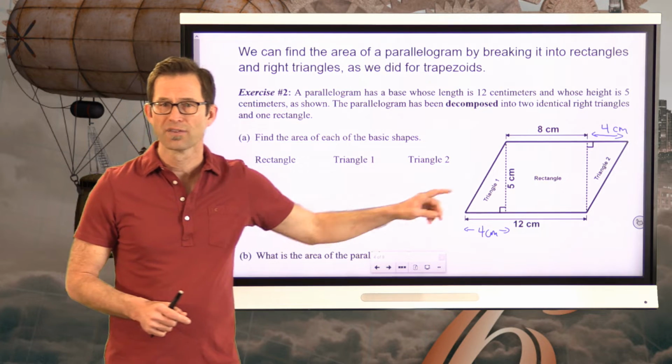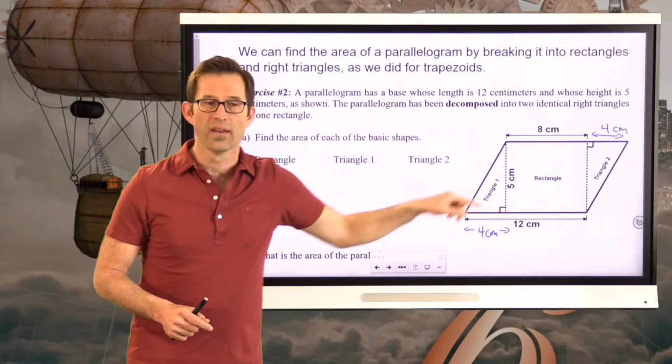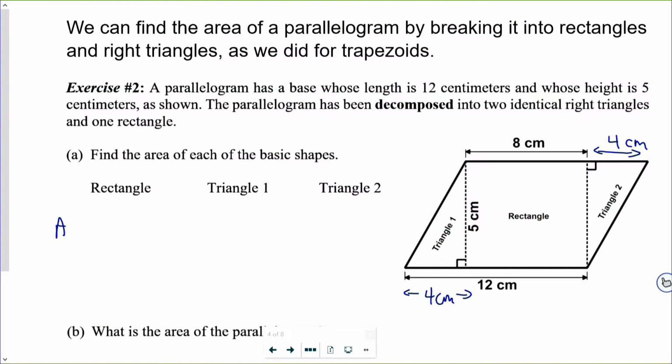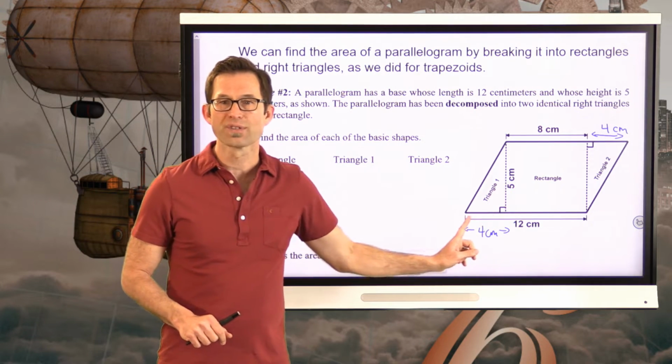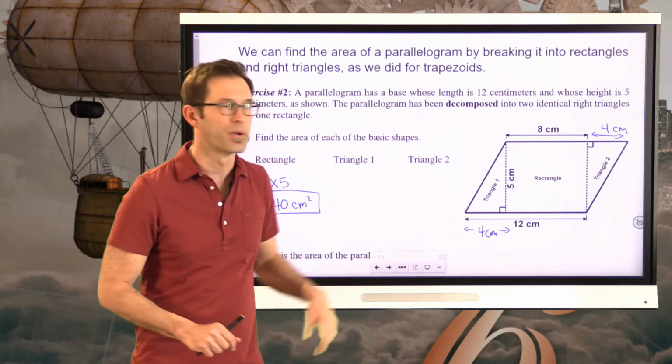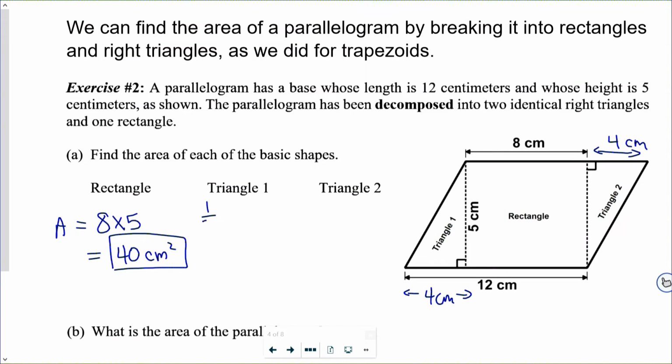All right, well, the rectangle is pretty easy. It's got dimensions of 8 and 5. So the rectangle's area will be 8 times 5, and that will be 40 square centimeters. All right, great. Now, triangle 1, right here. It's got a base length of 4 centimeters, and it's got a height of 5 centimeters. So its area is going to be 1/2 times 4 times 5. We can do the 1/2 times 4 and just get 2 times 5, and that's going to give me 10 square centimeters.